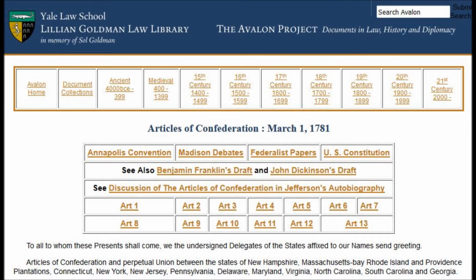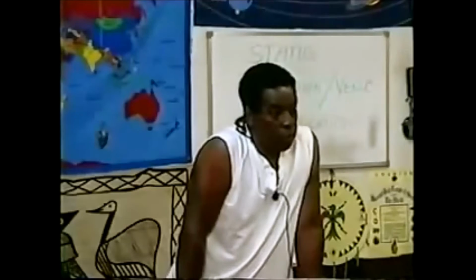This is a minor correction, but what the hell. Actually, the Articles of Confederation came 5 years, give or take, before the Treaty of Peace and Friendship. What he's saying here, that the Treaty of Peace and Friendship came before, is incorrect.